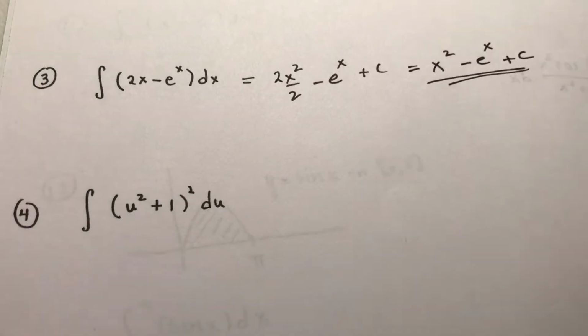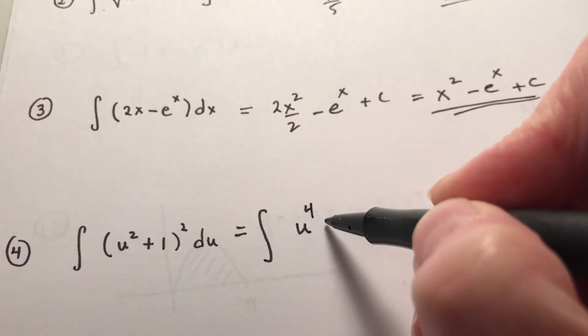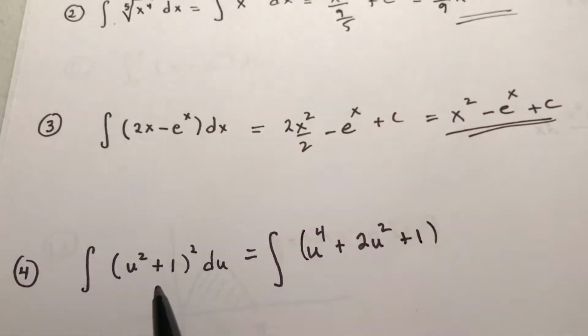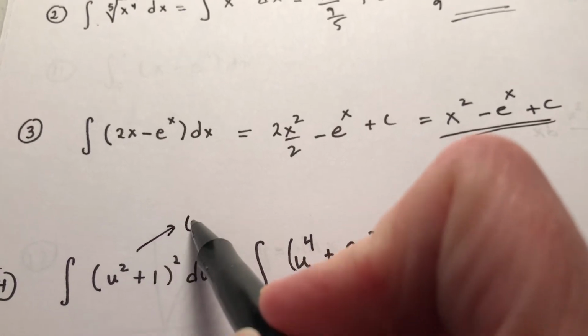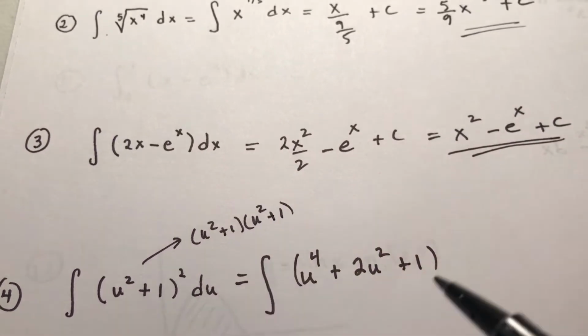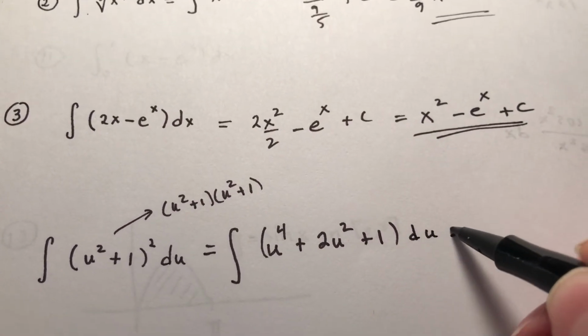Number 4. Now this one, we're going to have to multiply it out. So this will be u to the 4th plus 2u squared plus 1. If you need to, you'll just go u squared plus 1 times u squared plus 1, and you'll see that you get u to the 4th plus 2u squared plus 1 du.